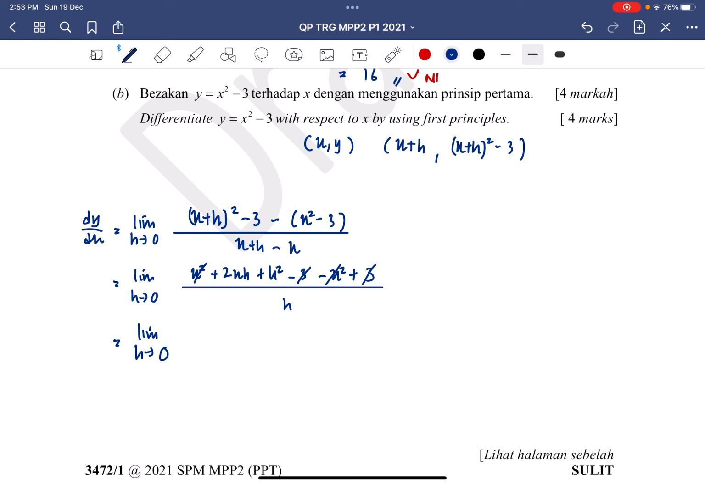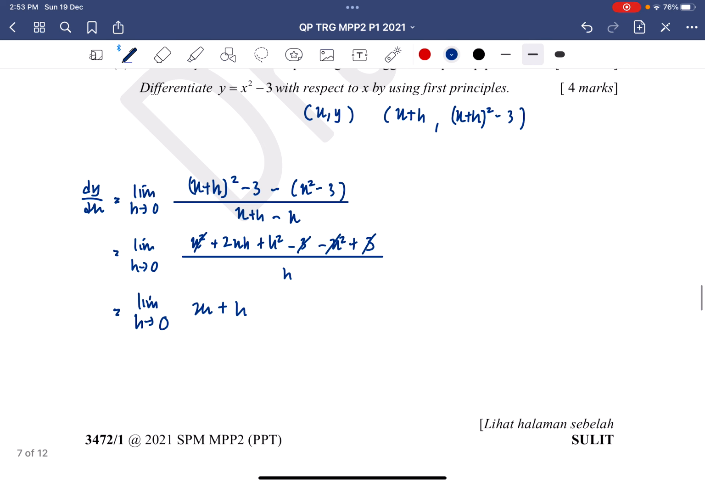So factorize out the h and simplify it, and finally you should get 2x plus h. So you can just do direct substitution now. So 2x plus 0. So eventually you get 2x as the final answer.